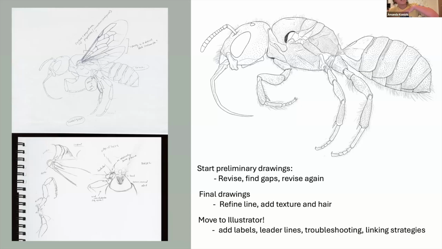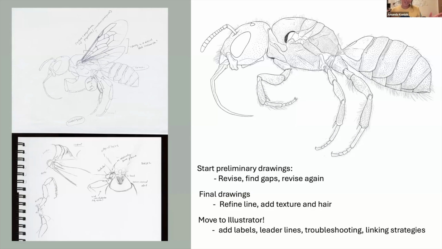And once I reach a stage where it feels pretty good, I'll send that back to David for revisions and happily make those revisions if necessary and really try to get the preliminary drawing as accurate as possible.